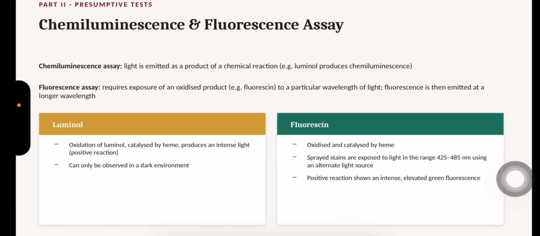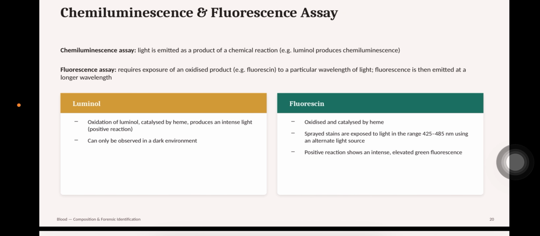Chemiluminescence is light emitted as a product of chemical reaction. That is, luminol produces chemiluminescence. Fluorescence assay, on the other hand, requires exposure of an oxidized product, for example, fluorescein, to a particular wavelength of light. Fluorescence is then emitted at a longer wavelength. First is luminol. Oxidation of luminol catalyzed by heme produces an intense light, that is your positive reaction, but this can only be observed in a dark environment.